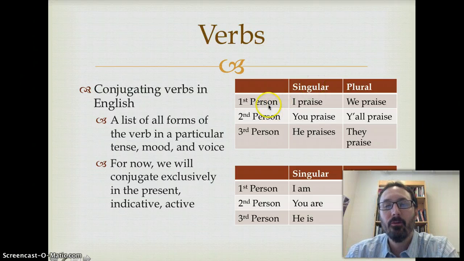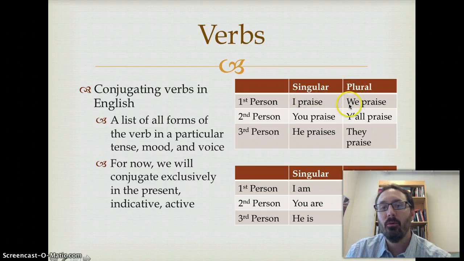So a verb that is first person and singular always has the subject of I, because that's the only possible first person singular subject. And likewise, first person and plural always has the subject we. Second person singular you, second person plural y'all, and so on. I didn't bother to write out he, she, and it for all of these. I'm just using he as a substitute for space purposes.